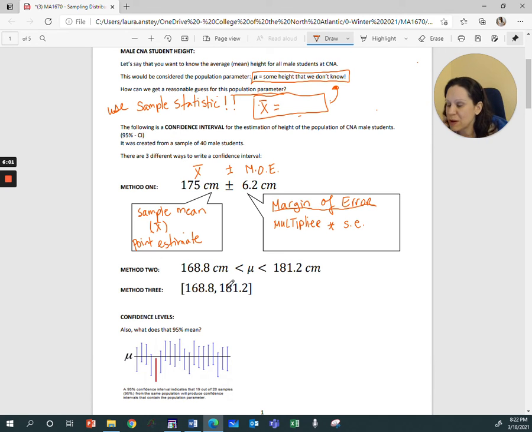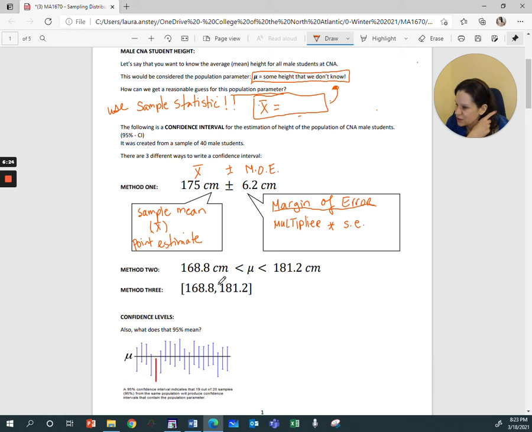We're saying, okay, we don't know for certain what the population mean is, but we're going to say with 95% confidence, which we'll discuss in a second as well, that the mean is somewhere in between these two numbers. Now, maybe it's 170, maybe it was 175, 177, but we're saying it's somewhere in here.